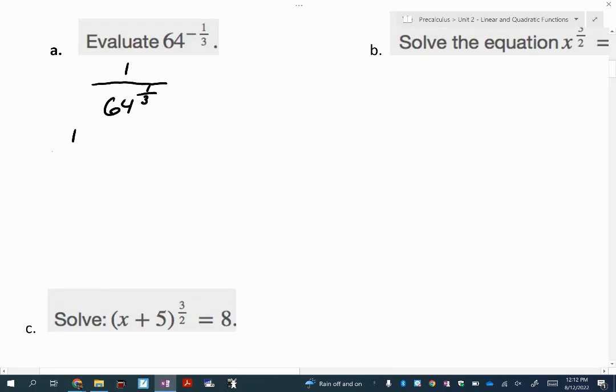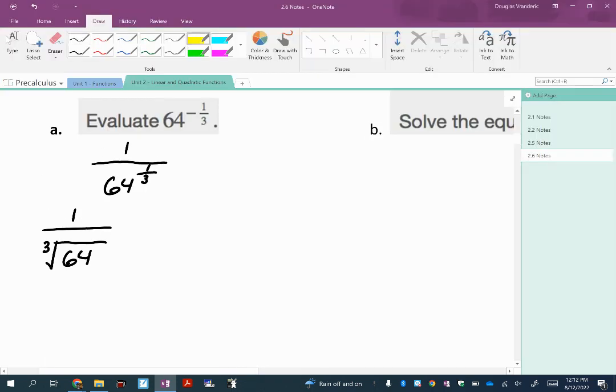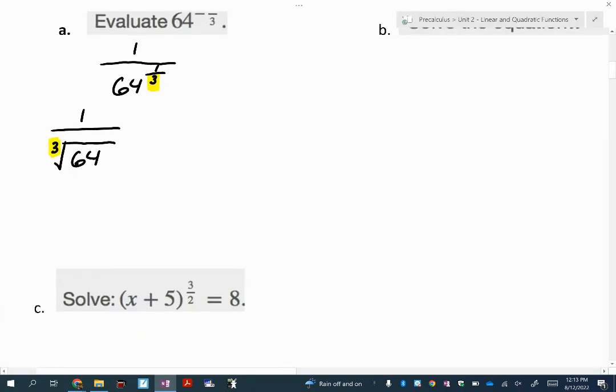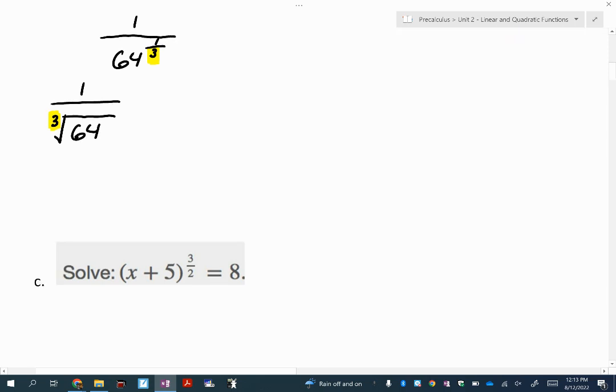So this is going to be 1 over, and here's how you rewrite it. You write a radical, you put the 64, and this denominator, I'll highlight it, is what we call the index of the radical. If you wanted to, you could put that cube root of 64 in parentheses and raise it to the first power, which is the numerator. But you don't need to, because raising anything to the first power is just going to be the same. So now I have 1 over the cube root of 64, which is the same as 1 over 4.